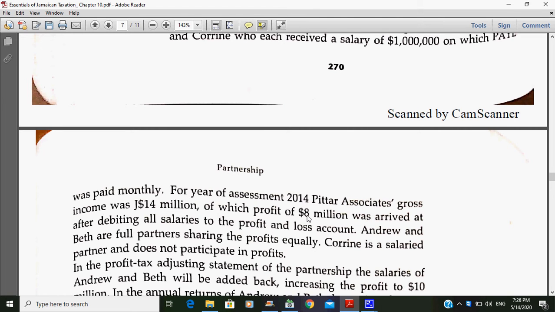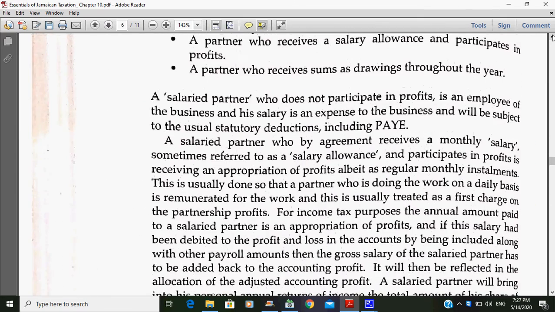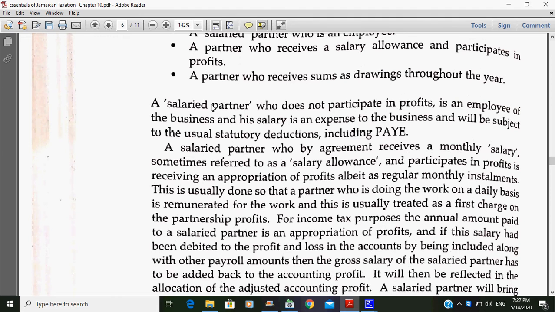Let's go. Andrew and Beth are full partners sharing the profits equally. Karen is a salaried partner and does not participate in profits. What does happen here? Let's go up to the top. Let me go back to something here. A salaried partner who does not participate in profits is an employee of the business, and the salary is what? An expense of the business, and will what? Be subject to the usual statutory deductions, including PAYE.